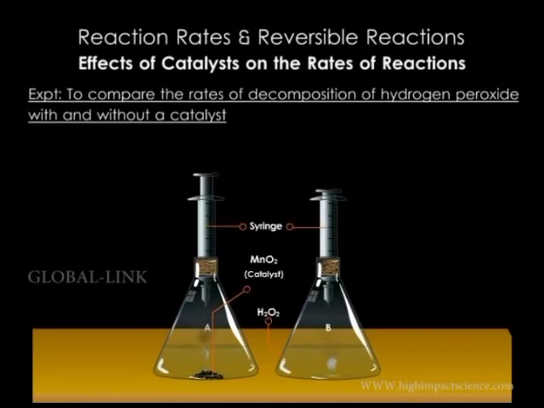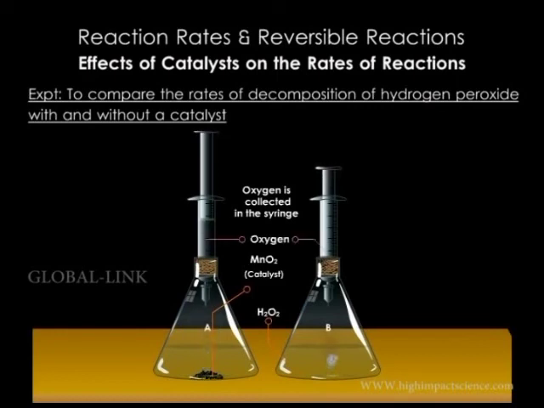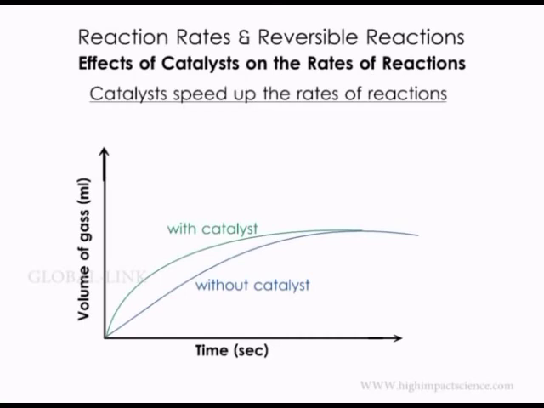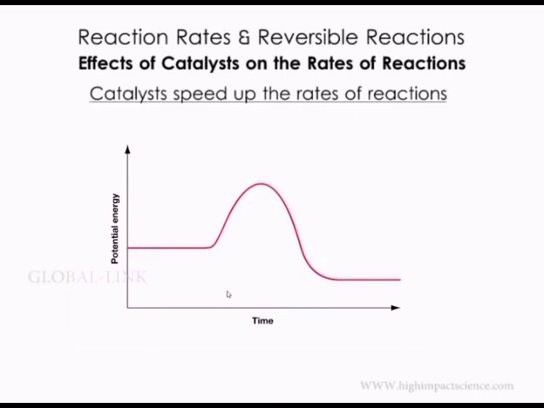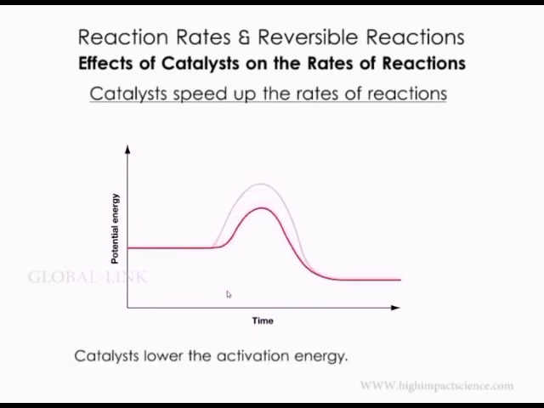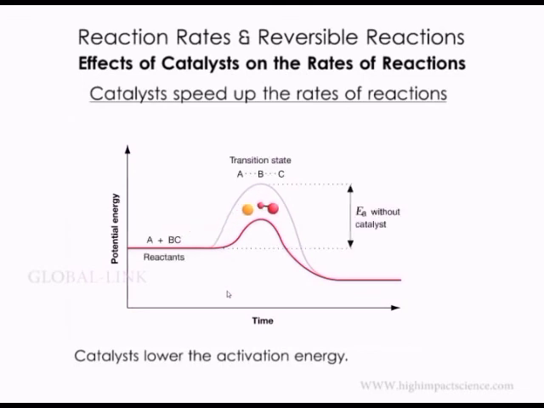As the reaction proceeds, the oxygen gas produced collects in the syringe. As you can see, the amount of oxygen liberated in A at any given time interval is larger than B. If we plotted graphs of the volume of oxygen against time, we will have these curves. So what is the explanation? A catalyst increases the rate of a reaction by lowering the activation energy. So particles do not require as much energy as when there was no catalyst.